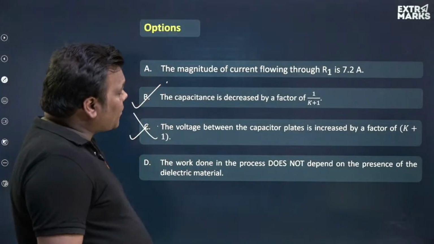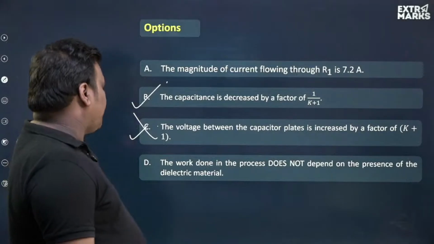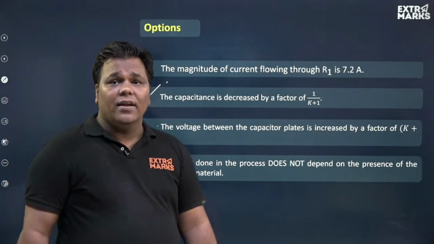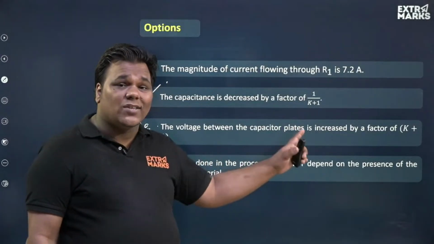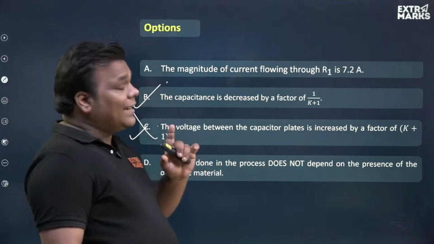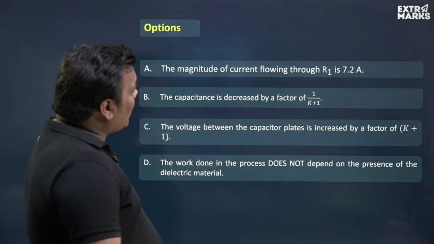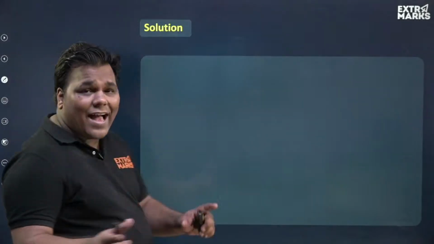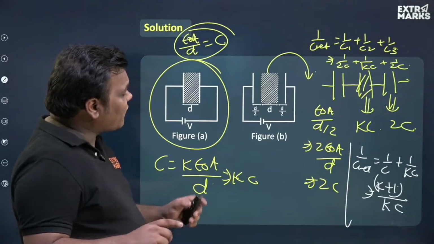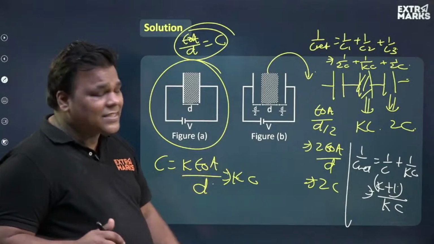The work done in this process does not depend on the presence of a dielectric material. Now this one is interesting. How can we calculate the work done, sir? Simple. We have initial energy, we have final energy, and the battery remains connected.